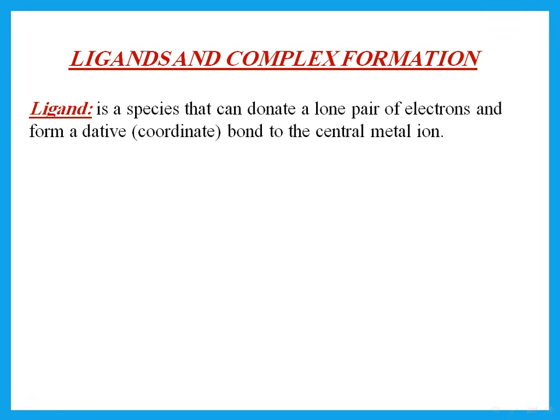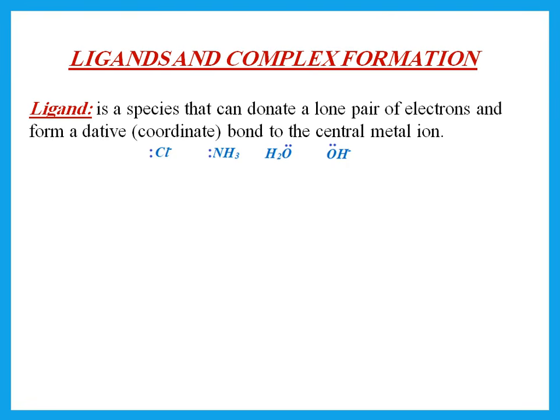Okay, transition elements form complexes. So we need to talk about what's a complex and what's a ligand. Now, the ligand is a species that can donate a lone pair of electrons to form a dative bond to the central metal ion. So, for example, if I have chloride or ammonia or water or OH minus, each of these has a lone pair of electrons.